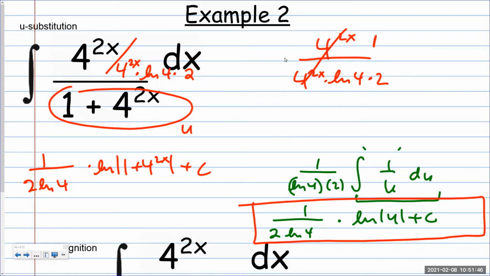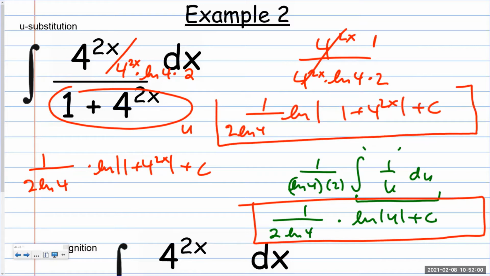So then what you have is, remember your ln problem, you take this 1 over ln of 4 times 2, I'll put the 2 in the front, times the ln of the whole bottom, 1 plus 4 to the 2x, plus c, and bam, that's the shortcut for u, ln of u. And is that the same answer I got when I did u substitution? Yeah. Bam.